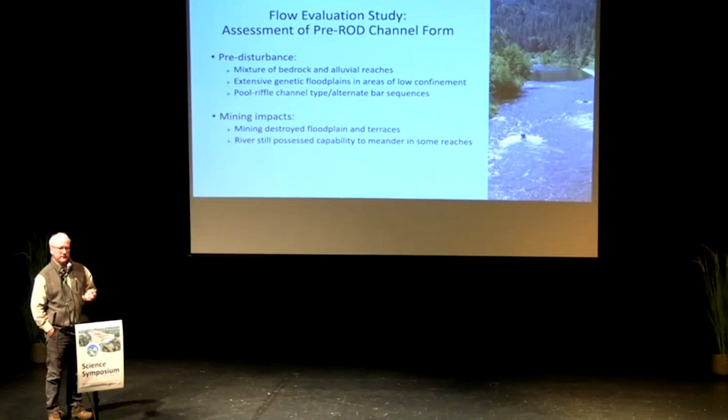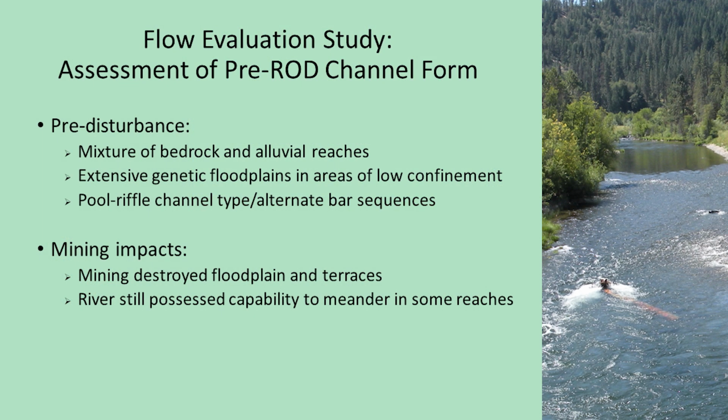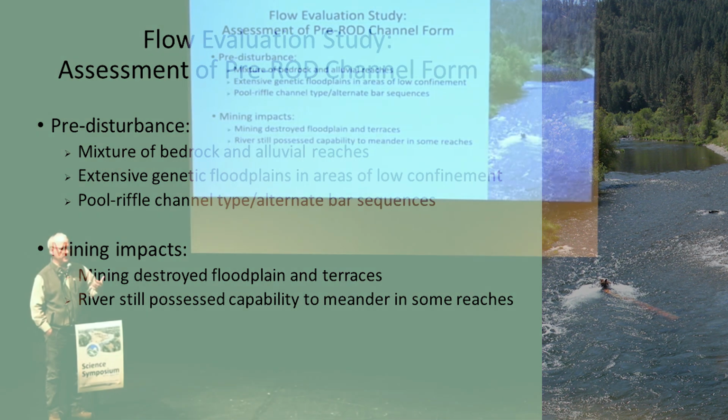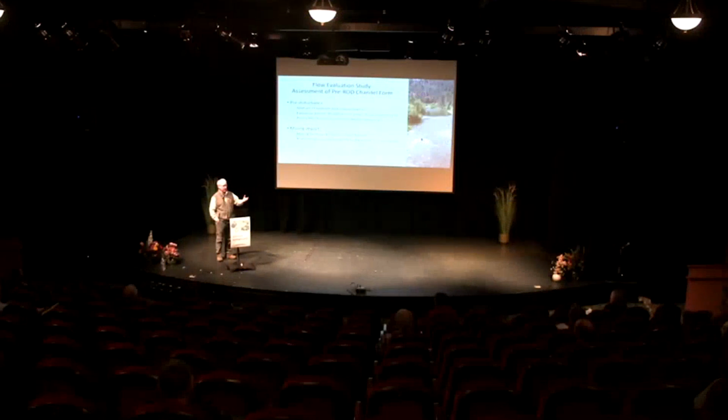The mining impacts, of course, when you looked at them, destroyed all those floodplains and terraces. So basically, one way or the other, dredging or placer mining, the entire valley floor was disturbed, disrupted, and turned upside down. The stream was often moved to the side, to the valley wall. The conclusion they had at the flow evaluation study is that even after that mining impact and before the dam, there was still power within the river to start meandering back and forth. And again, I think we've heard this story from several speakers.